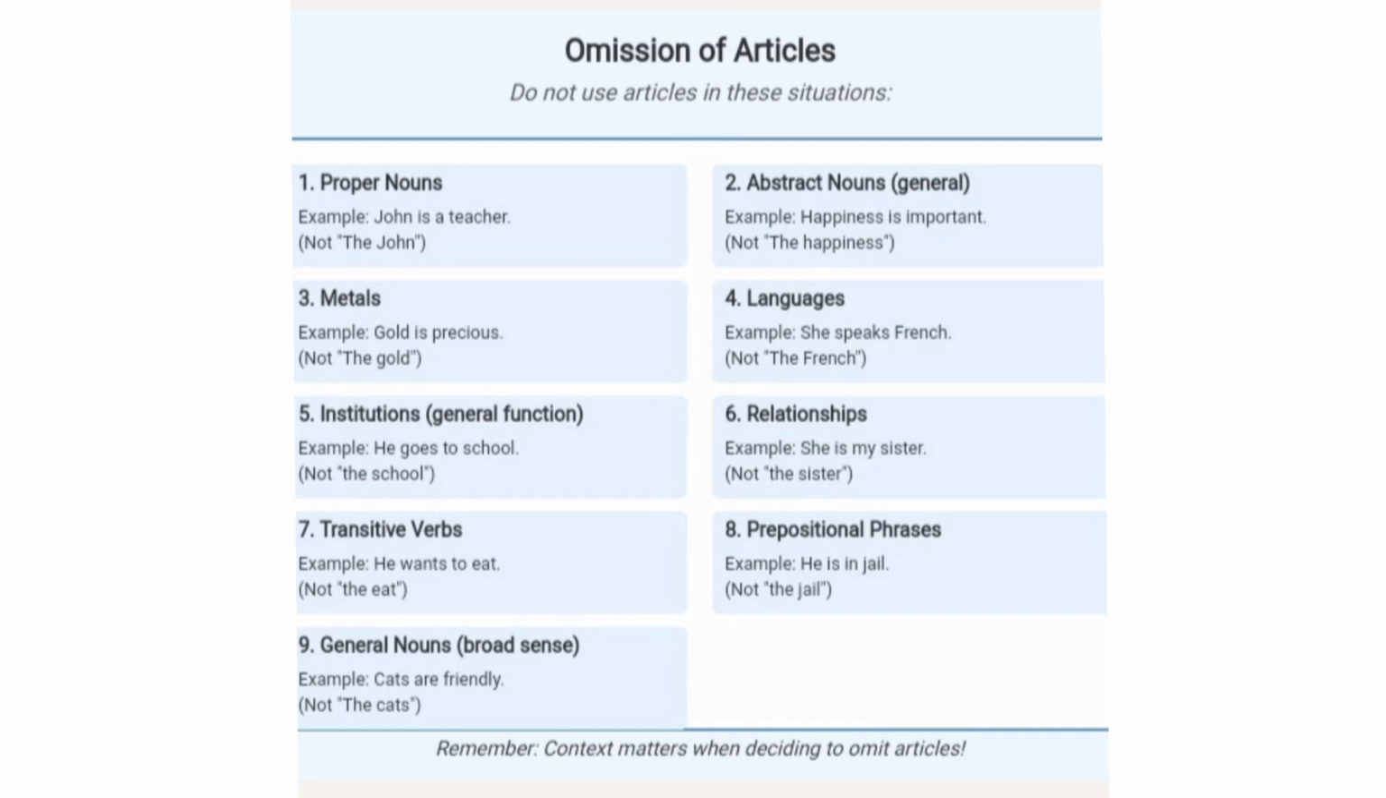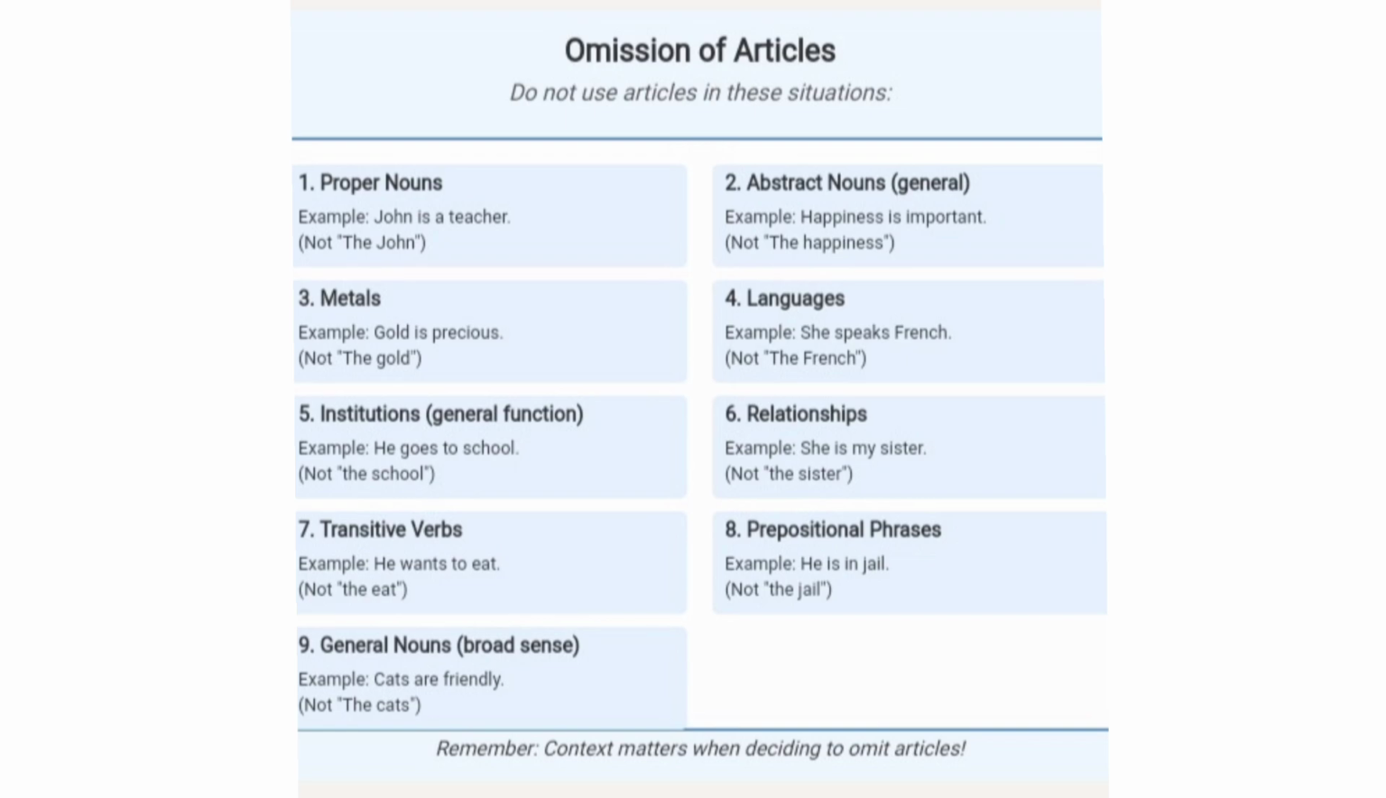Next, before institutions also. Do not use articles before certain institutions when referring to their general functions. Example, he goes to school. She is in college. He is at church. We should not say "he goes to the school." Should not say "I visit the hospital"? Here you can use it, because when we say "I visit the hospital," we are referring to that particular hospital in the town, specifically. So you can use "I visit the hospital."